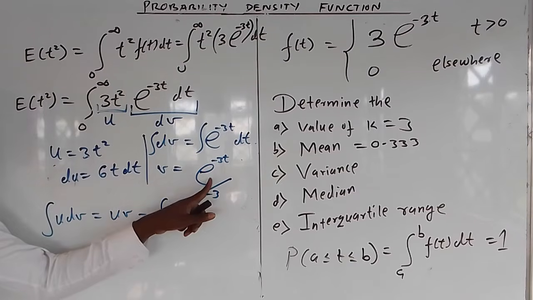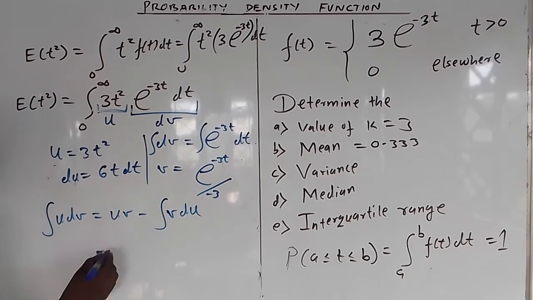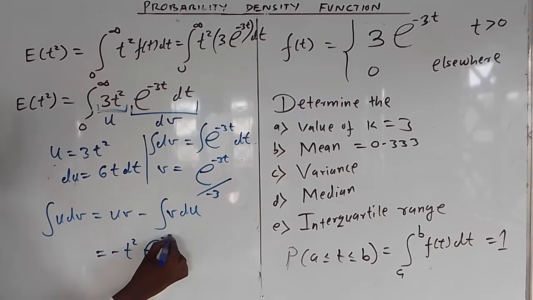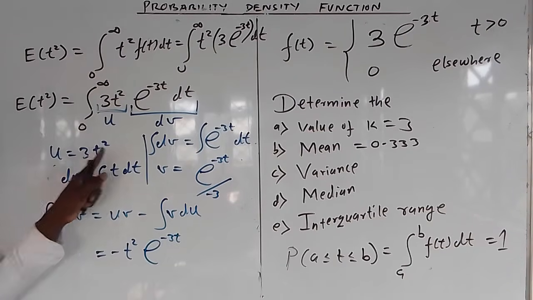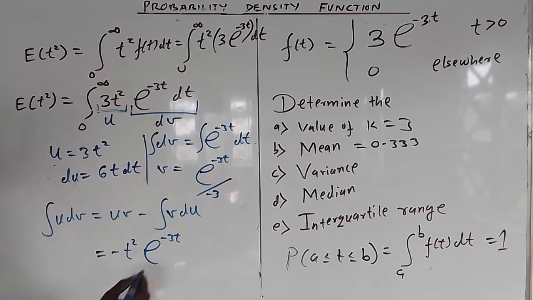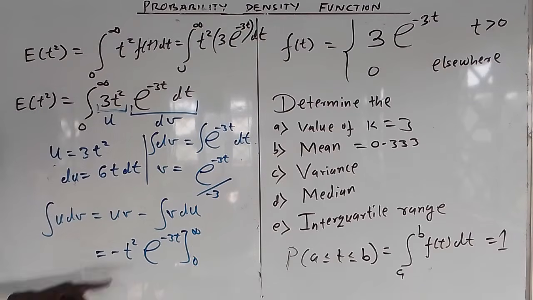3t squared times this, isn't it? So this is u times v. See, 3 will cancel with 3. You remain with negative t squared, isn't it? Exponential negative 3t, this times this. You remain with this negative, exponential that. Then you put the limits from 0 to infinity, isn't it? Then it is minus v du.